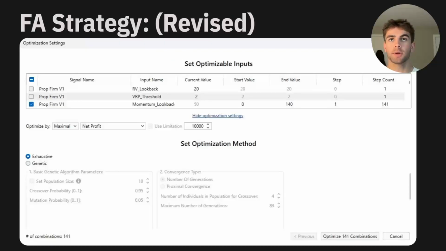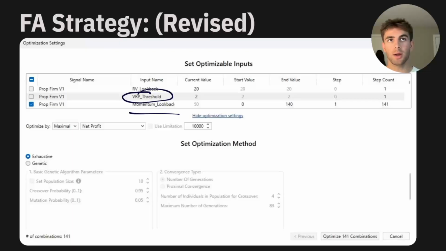However, what I realized when looking at the results of the optimization was that the only variable that seemed to change the net profit was the momentum lookback. Although the key variable was supposed to be this VRP threshold, it ended up being the momentum lookback variable that caused all the variation in net profit.